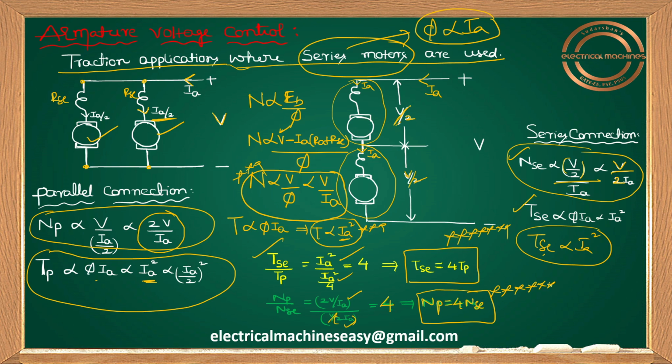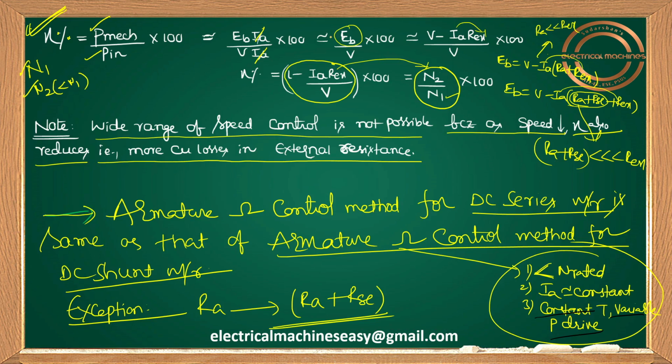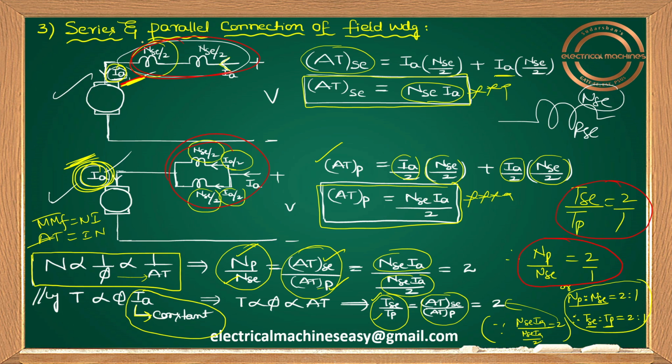Most students confuse the armature voltage control method with the series and parallel connection of field winding in the flux or field control method. Let me show you. In series and parallel connection of field winding, I got NP by NSC value 2 and TSC by TP value 2. But in the armature voltage control method, I get NP by NSC value 4 and TSC by TP value 4. So there is a lot of difference between these two methods.